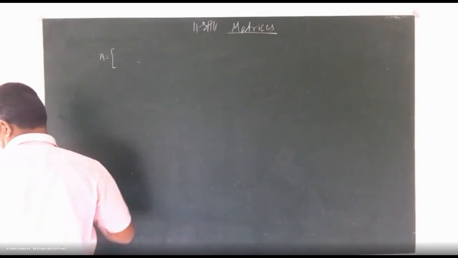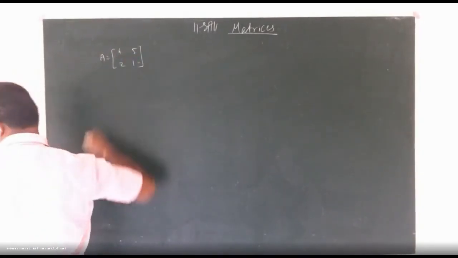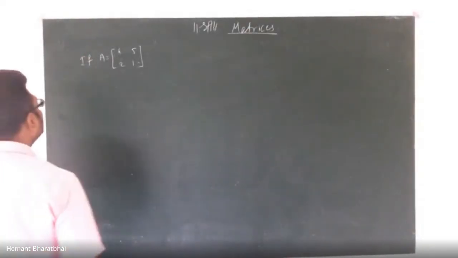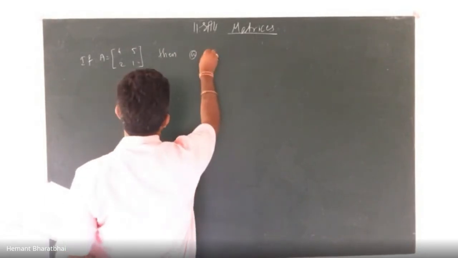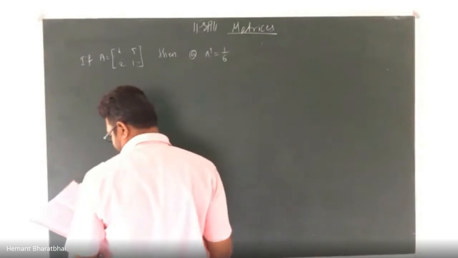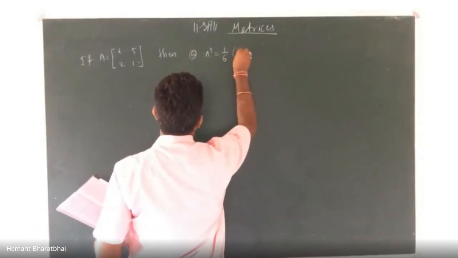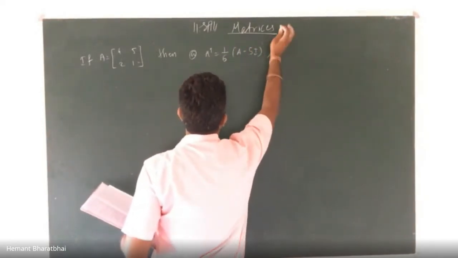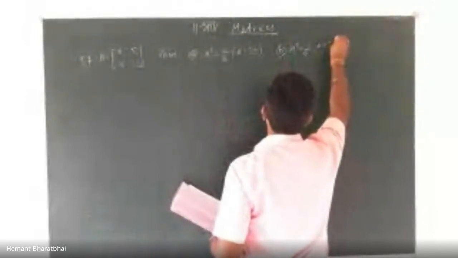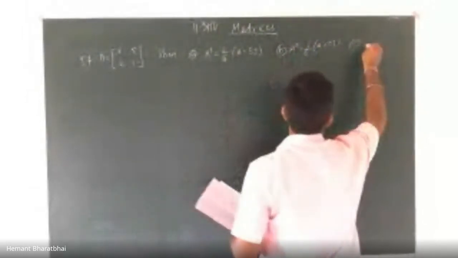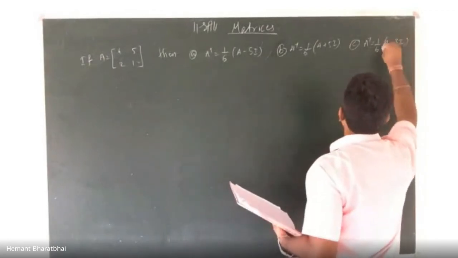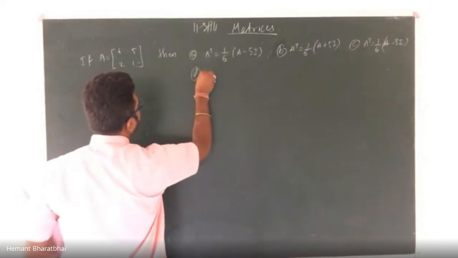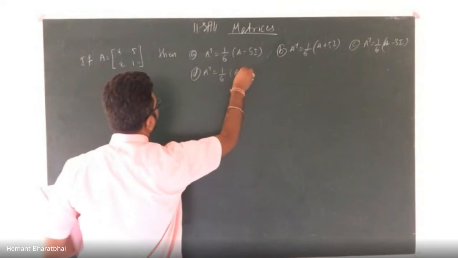So A is equal to 4, 5, 2, 1. If A is equal to 4, 5, 2, 1, then which of the following options are correct? Option A, A inverse is equal to 1 upon 6 into A minus 5I. Option B, A inverse is equal to 1 upon 6 into A plus 5I. Option C, A inverse is equal to 1 upon 6 into A minus 3I. And option D, A inverse is equal to 1 by 6 into A plus 3I.